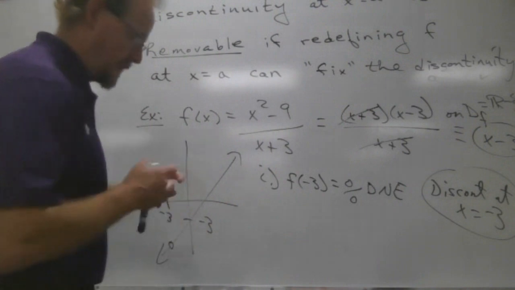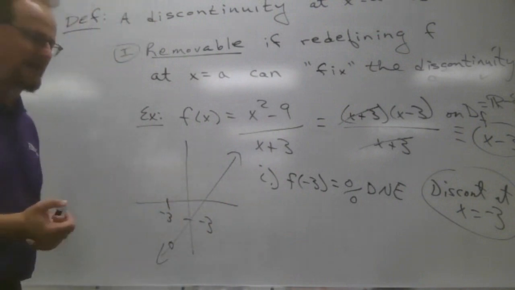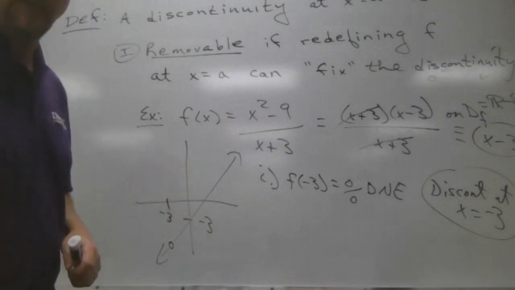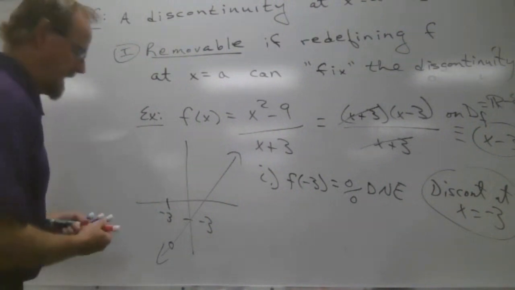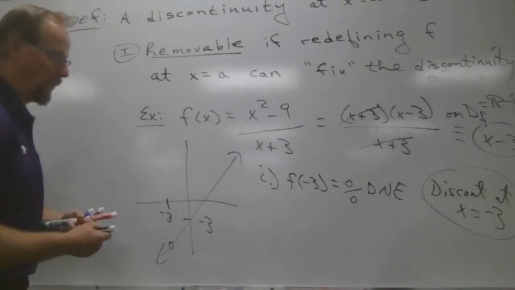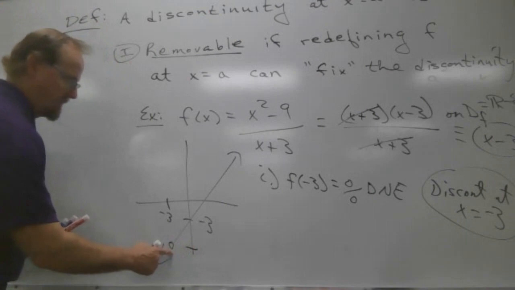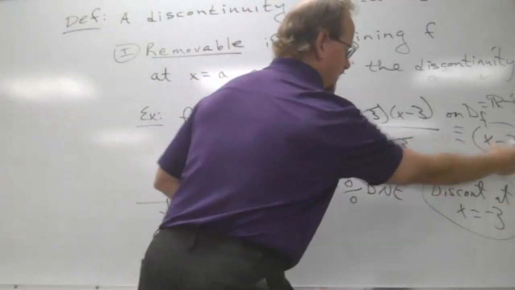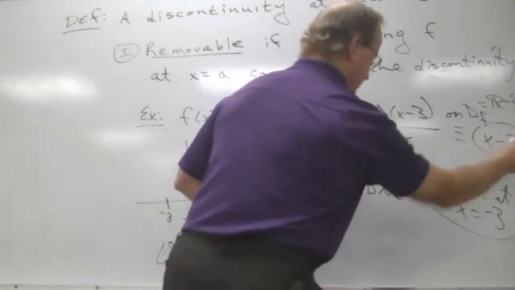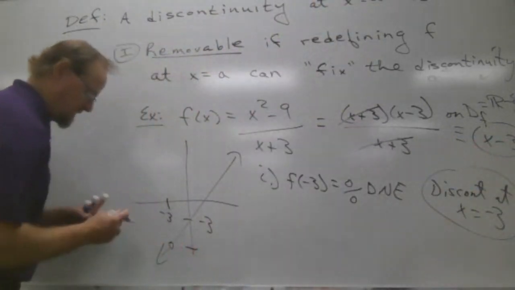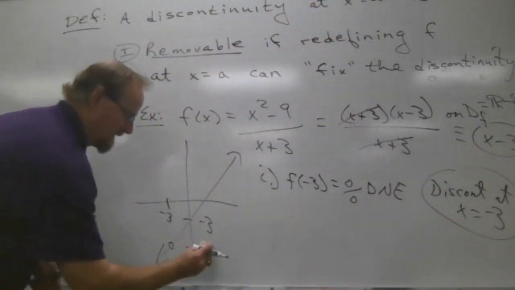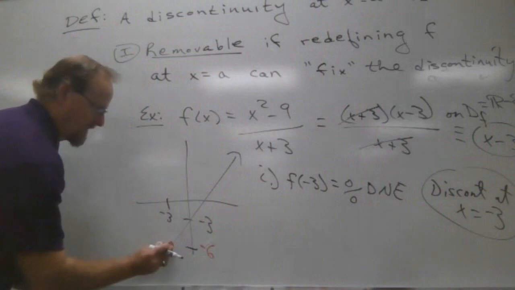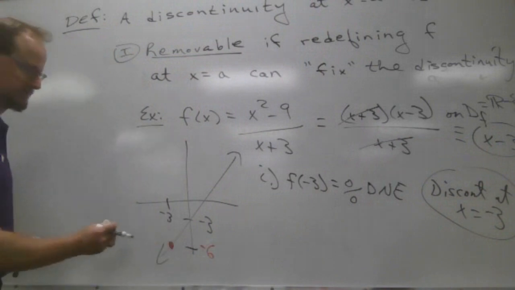The question is, can we redefine this in a way that makes it continuous? The answer is yes, we can. We can fill the hole. What would the height be at the hole? If I plug -3 into what it's equivalent to, I get -3 minus 3, which is -6. So I have a hole at (-3, -6), and I could fill the hole.